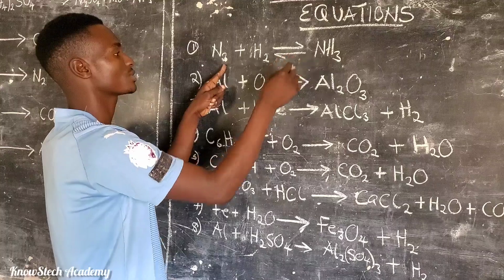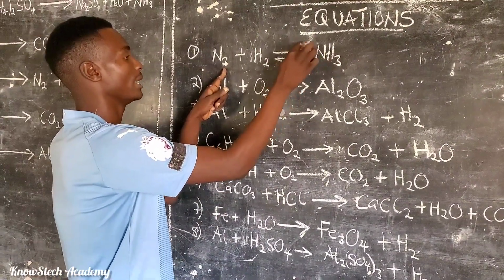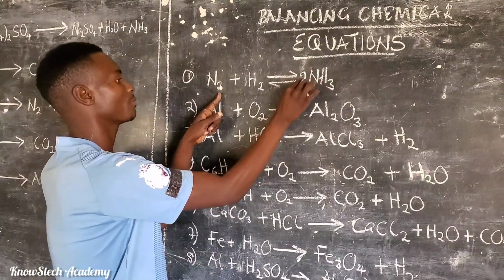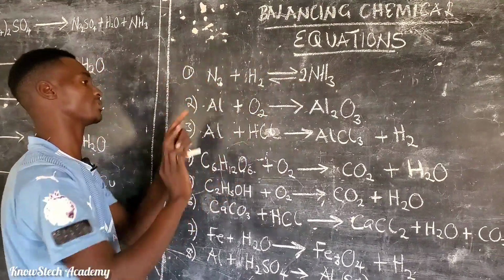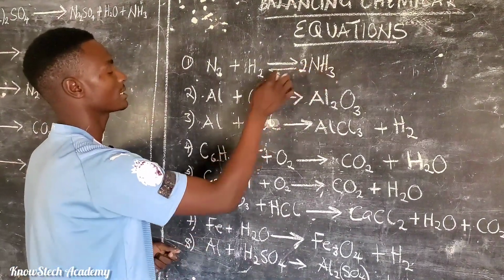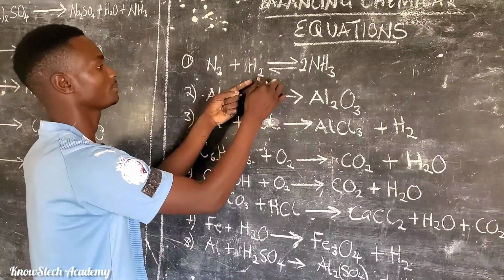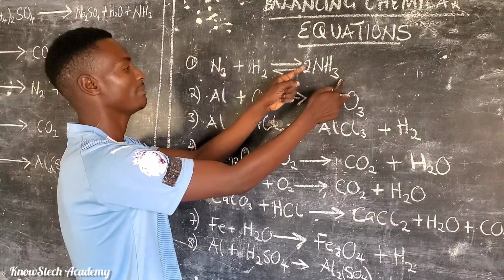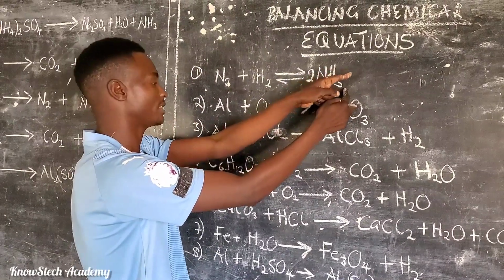We always introduce the 2 in front as a coefficient, in front of an element or a compound or a molecule. So if we put a 2 here, then we have 2 atoms of nitrogen on the reactant side and 2 atoms of nitrogen on the product side. All right. The nitrogen is balanced. Let's go to hydrogen. Hydrogen, we have 2 atoms of hydrogen.